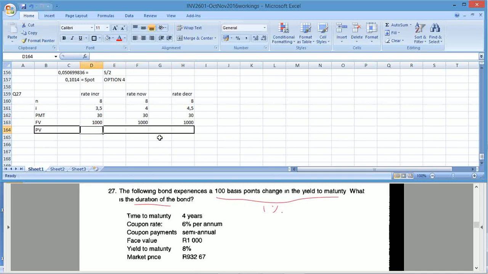Solve for your present values. I'm going to grab the financial calculator and insert N 8, I 4, payment 30, and solve for PV. If I put in a rate of 4%, my present value comes out to 932.67255513. Then if I change the rate to 3.5, my present value comes out to 965.63022223.